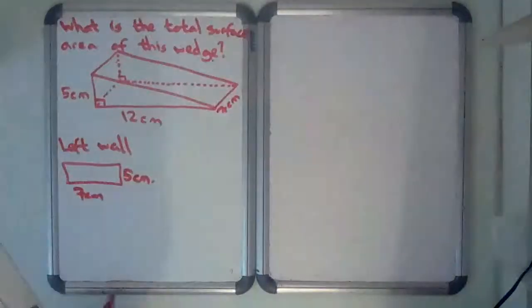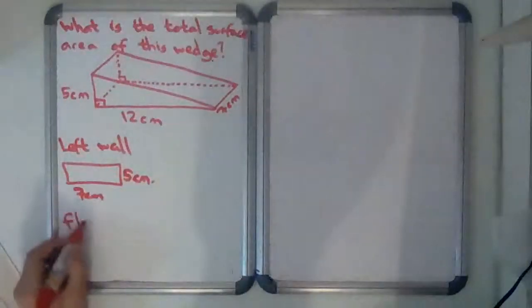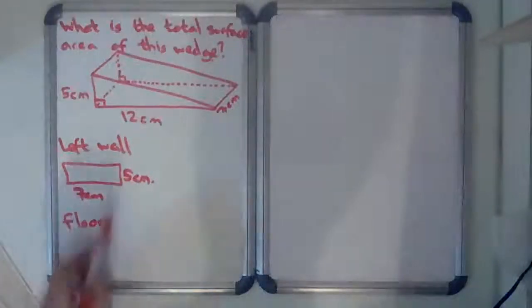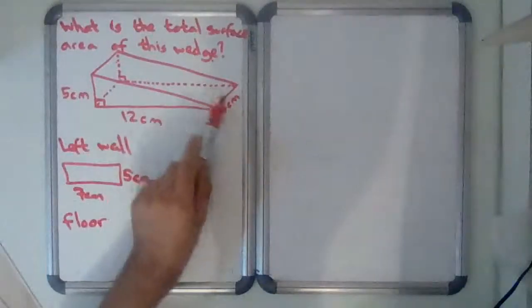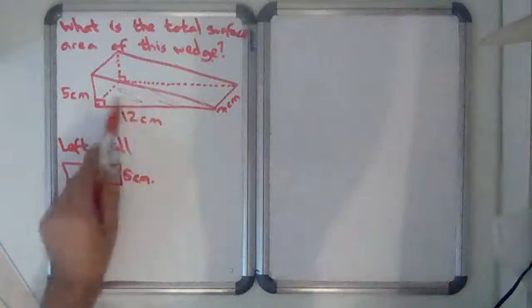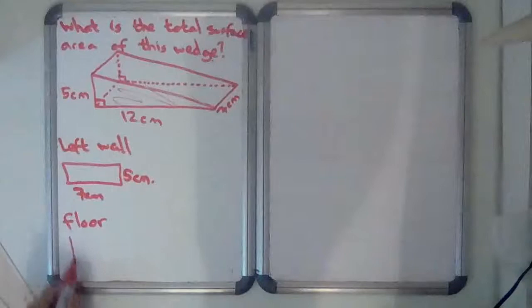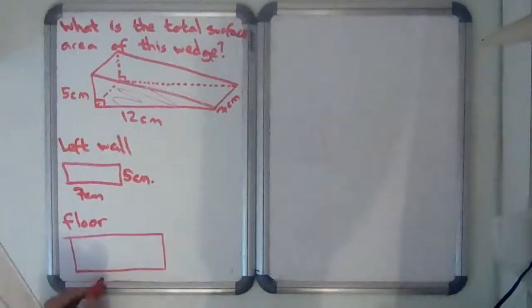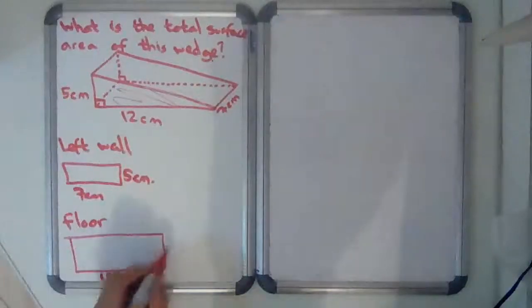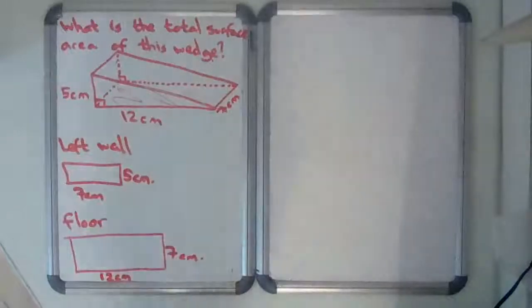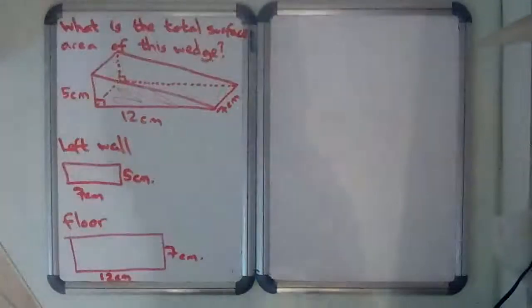You then have the floor. So the floor is this area here, and that is 12 by 7. So the floor is a bit bigger. It's 12 cm times 7 cm. It's a rectangle again. Right, so then you've got 3 faces left.